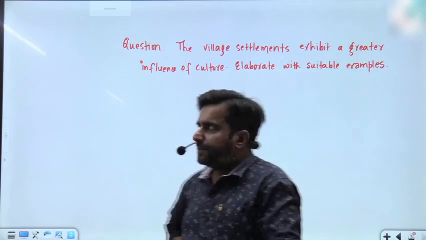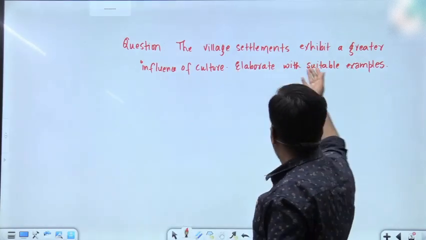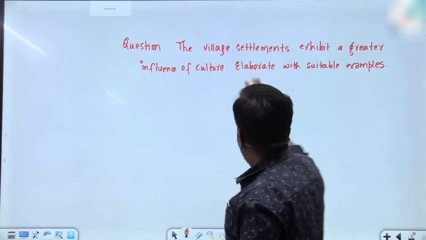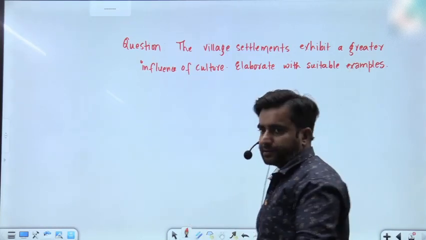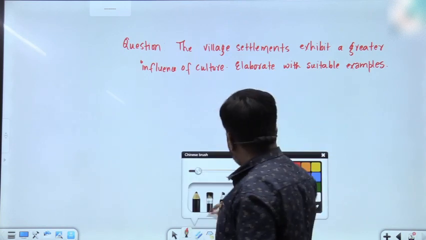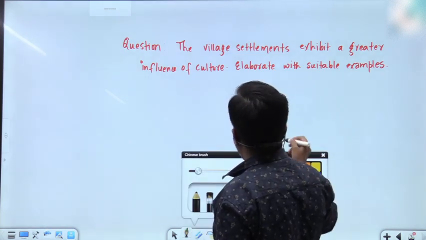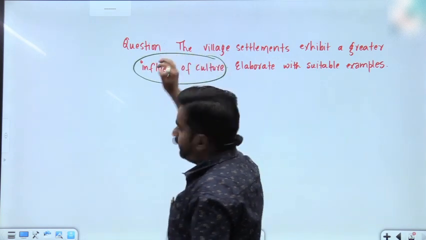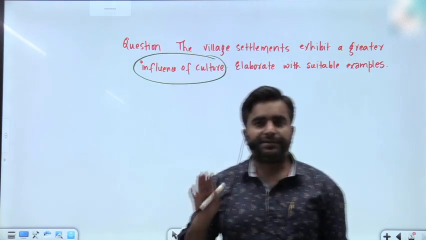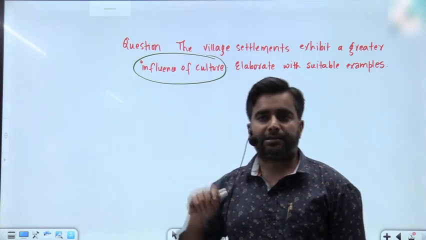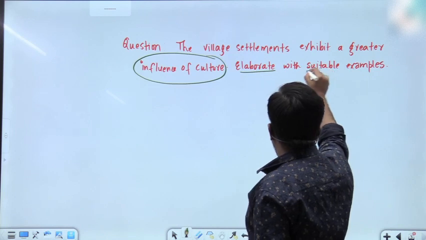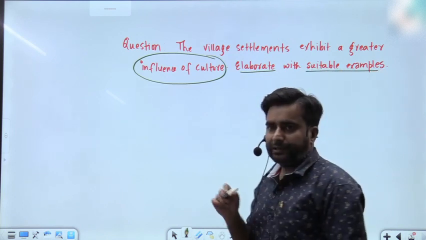So this is a very simple question. The village settlements exhibit a greater influence of culture. Elaborate with suitable examples. Okay. So the question is telling you that the village settlements reflect the influence of the culture. And the question demands you to give some examples as well.